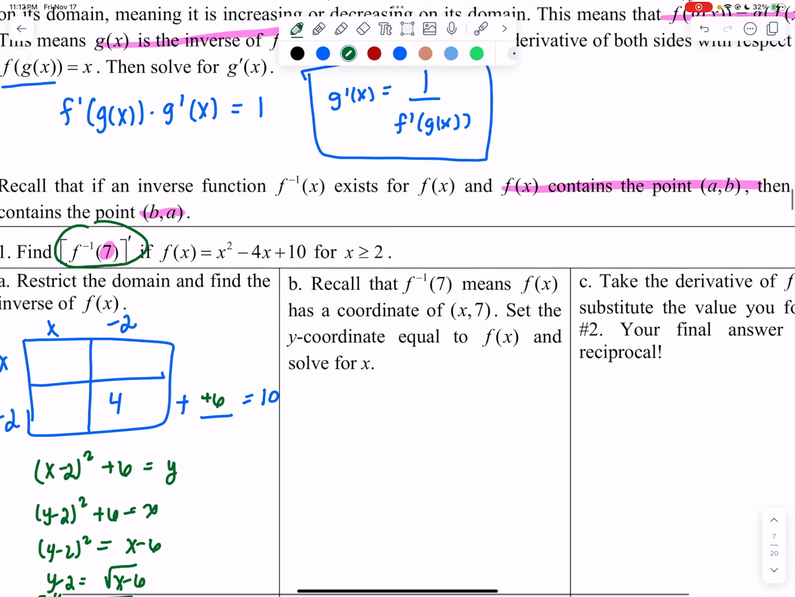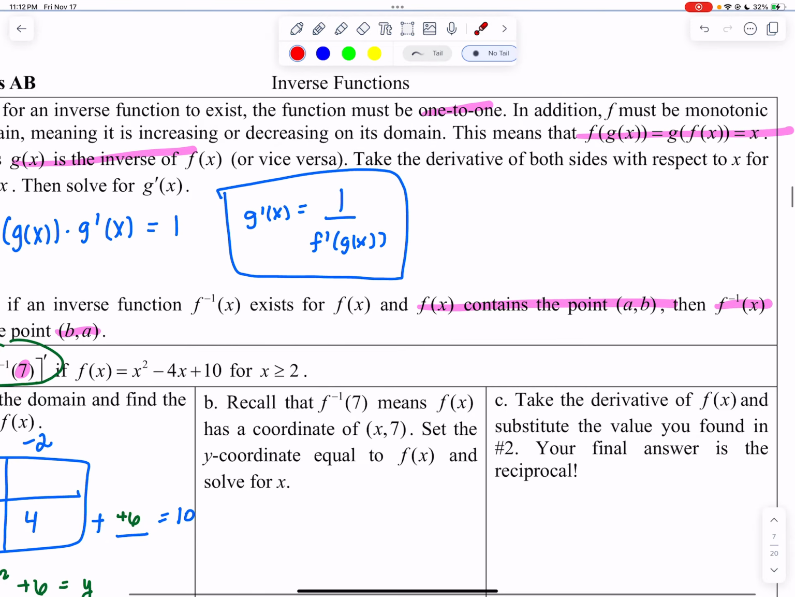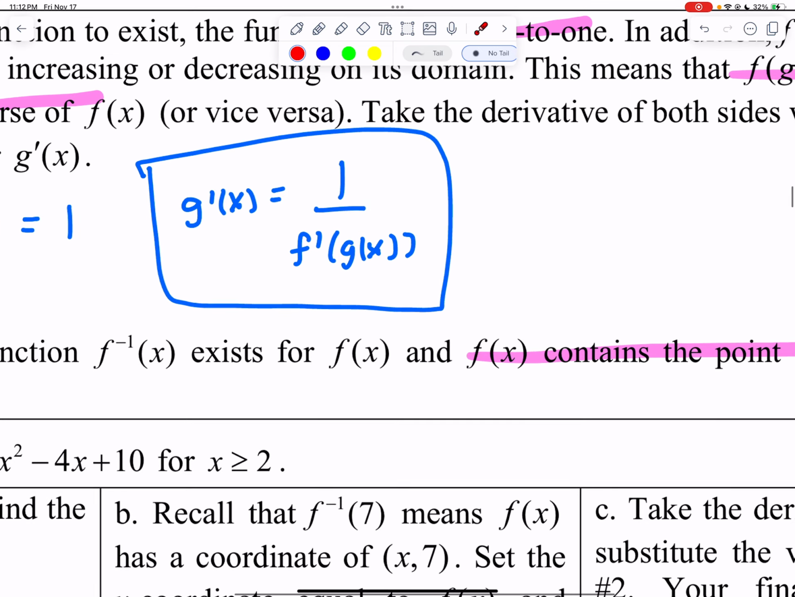That's why we want to use this formula here that we just derived 2 seconds ago whenever we said that, hey, g of x is the inverse. Okay, then g prime of x is the derivative of the inverse. That's going to give me 1 over f prime of g of x.